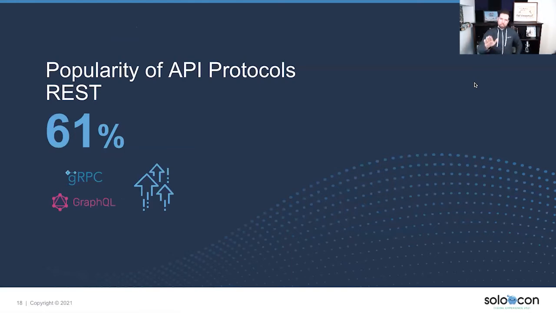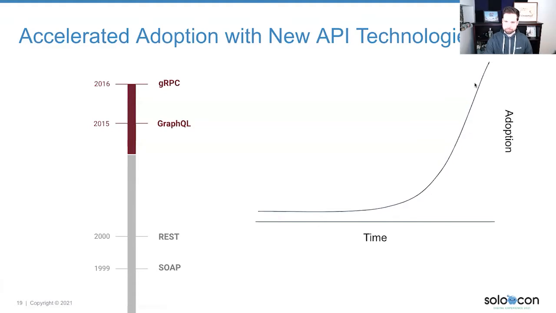With that, I want to talk a little bit about why gRPC? Why did we take on this monumental effort to put gRPC into the portal, given that the popularity of REST is 61%, and it keeps on going up? You see more and more REST APIs. They're not going anywhere. So why gRPC? Why potentially GraphQL in the future?